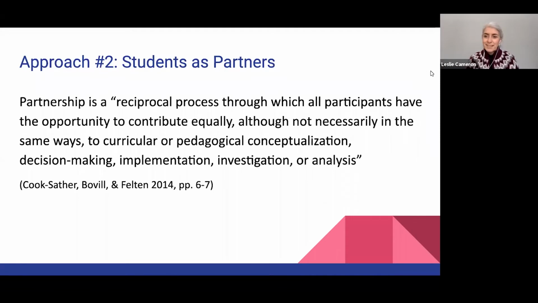The second approach, in addition to decoding the disciplines that we're using, is the students as partners, which we understand in the way that Cook-Sather and colleagues have defined it. That is, as a reciprocal process through which all participants have the opportunity to contribute equally, although not necessarily in the same ways, to curricular or pedagogical conceptualization, decision-making, implementation, investigation, or analysis.